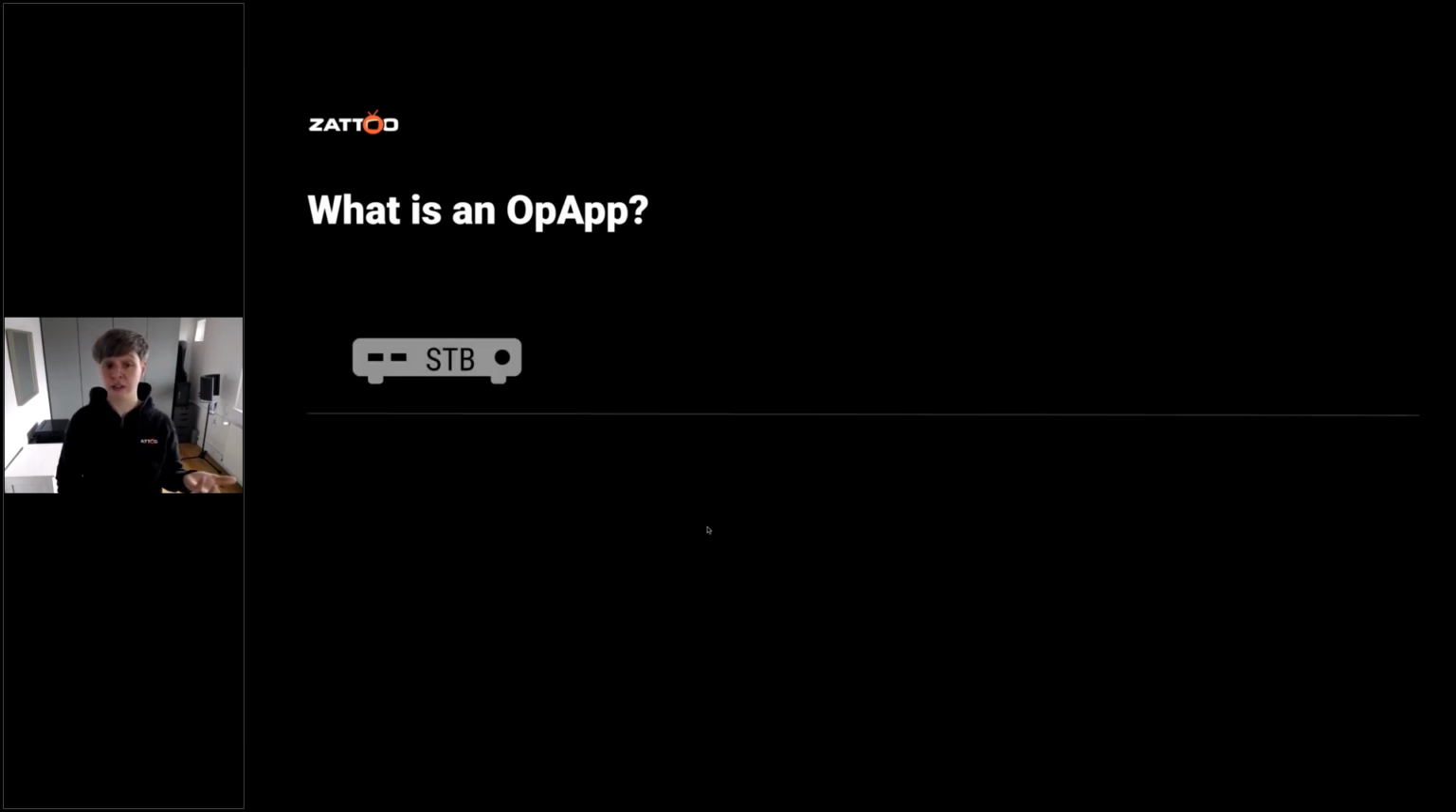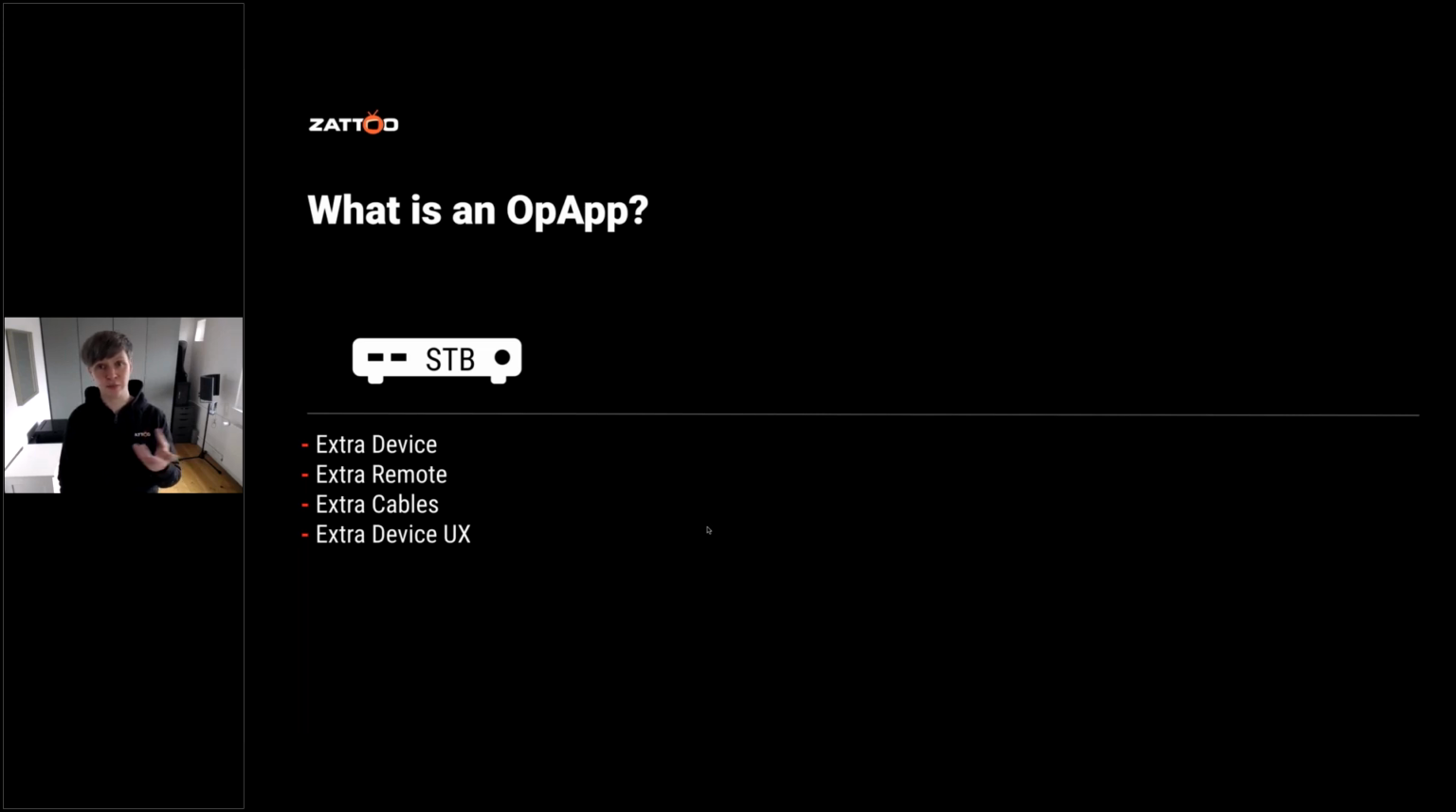Usually the set-top box is still pretty popular because you can send it out to your customers and have a branded experience. But it has some downsides, unfortunately. It is an extra device in your home. It's an extra remote control that differs from your TV. It's extra cables. It's an extra device UI, so the settings might be different, or definitely different, from what your TV does.